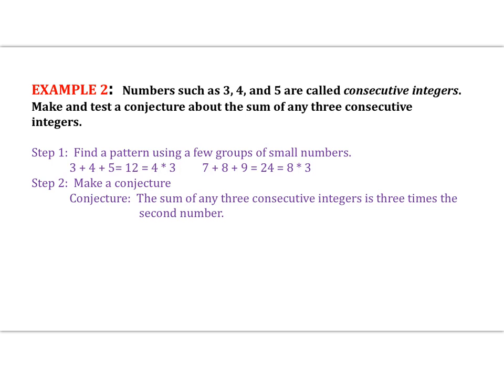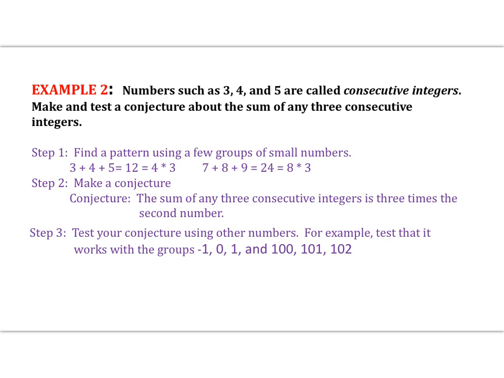I think our conjecture can be that the sum of any 3 consecutive integers is 3 times the second number. So if I add up the 3, 4, and 5, that equals 12, which is the same as 3 times my second value, which was a 4. Let's see if that's true here. I have 7 plus 8 plus 9, which is 24, which is equal to 3 times the second number, which is an 8. Okay, so far in these two groupings, that conjecture seems to hold.